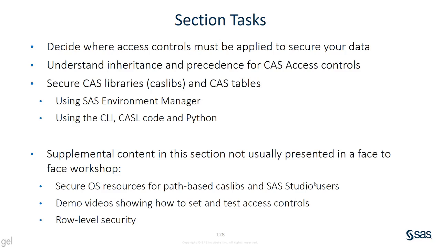So in this section, securing data and OS resources, we're going to decide where to apply our access controls to secure our data. We'll look at inheritance and precedence for CAS access controls. So similar to what we did for general authorization, we'll do for CAS authorization. And we'll secure our CAS libraries and tables using SAS Environment Manager and also using the CLI and Castle and Python code.